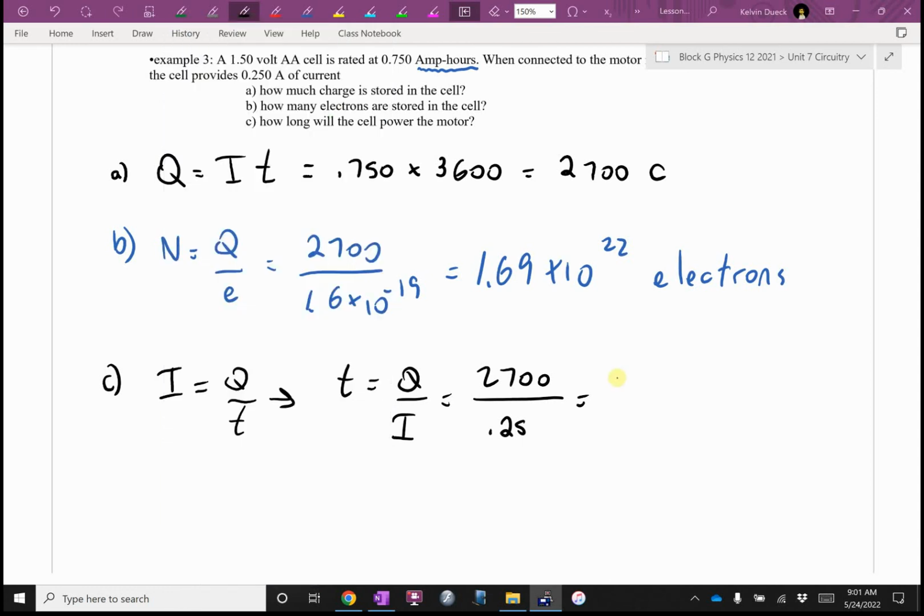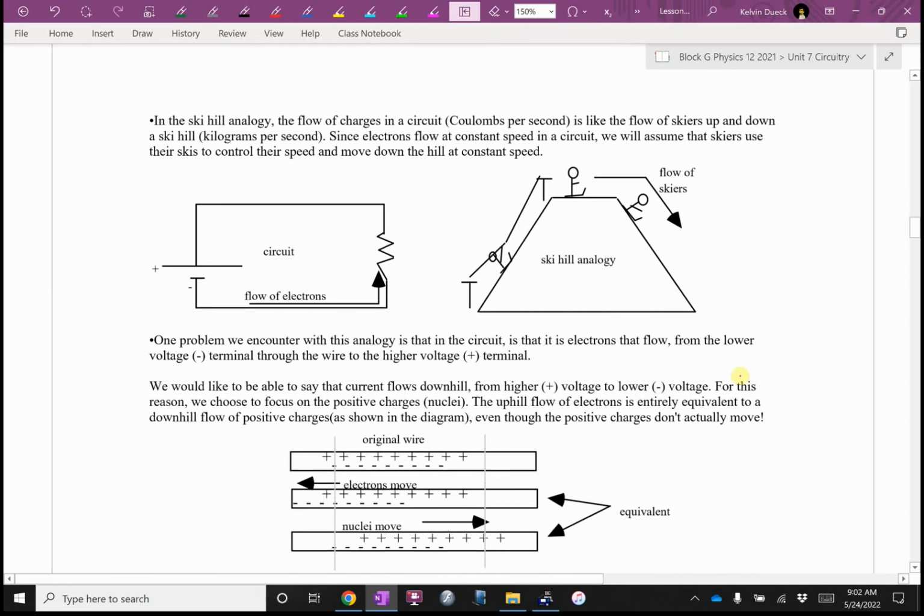So 10,800 seconds. Divide that by 60. How many minutes? Because that's really what you'd like to know. 180 minutes. Divide that by 60 again. How many hours? Okay, so I have to recharge in 3 hours, or swap batteries out in 3 hours. Okay. Next page over.